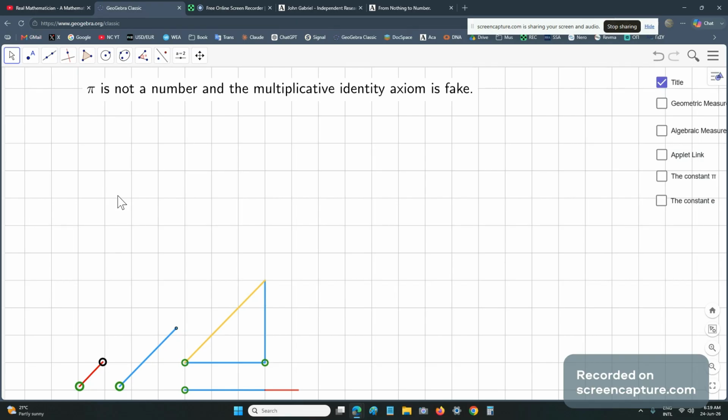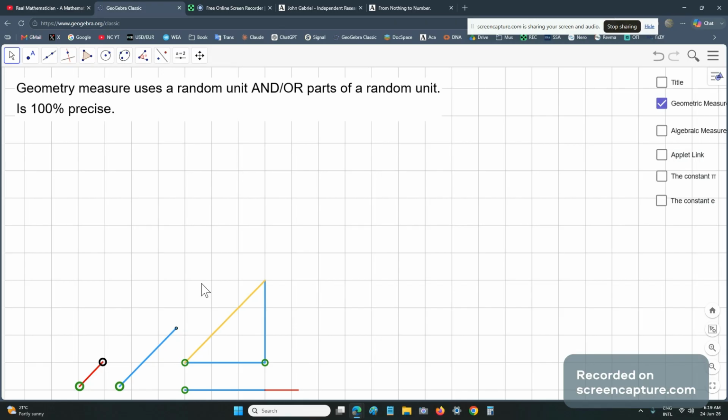So now, first of all, what is geometric measure? Geometric measure uses any random unit like this, which is just the side of this right angle isosceles triangle, okay? Any angle like that. So if we wanted to measure this length here, which by the way is not square root 2, okay? This diagonal here is not square root 2 at all, because if you had any other isosceles right angle triangle, would you say that that length is still square root 2? There is no length square root 2.